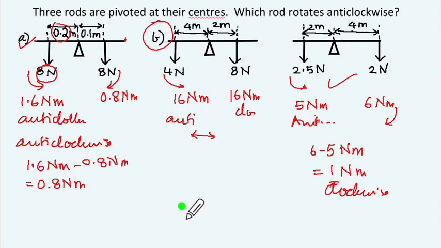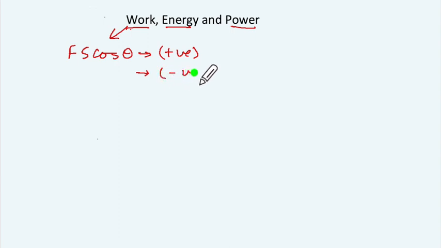Alright, so let us move on to the next chapter, which is work, power, energy. Now in work, energy and power, your basic definition of work is important. You must know the formula Fs cos theta. You must also know when the work is going to be positive, when it is going to be negative, and when it is going to be zero.